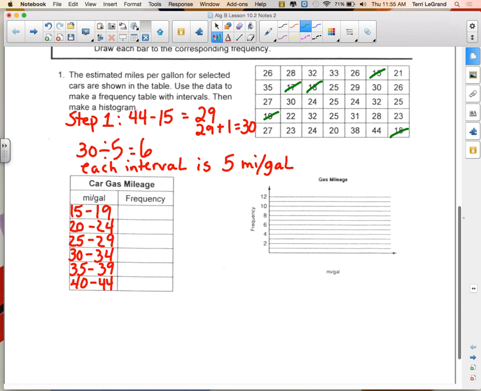Okay, so what are we going to put here? 5. There are 5 cars in that interval that get 15 to 19 miles per gallon. That's how many times it happened.